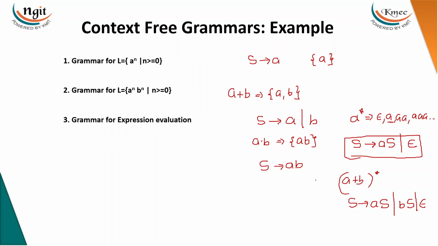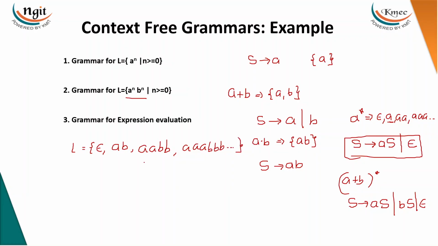Like that you can write your own grammars. Now let me go with a power n, b power n. So how to write the grammar for it? See, the language is epsilon, AB, AABB, AAABBB: the number of a's followed by an equal number of b's.